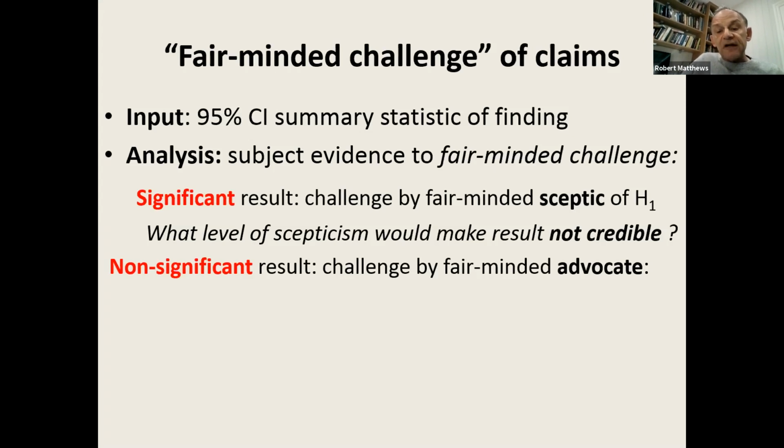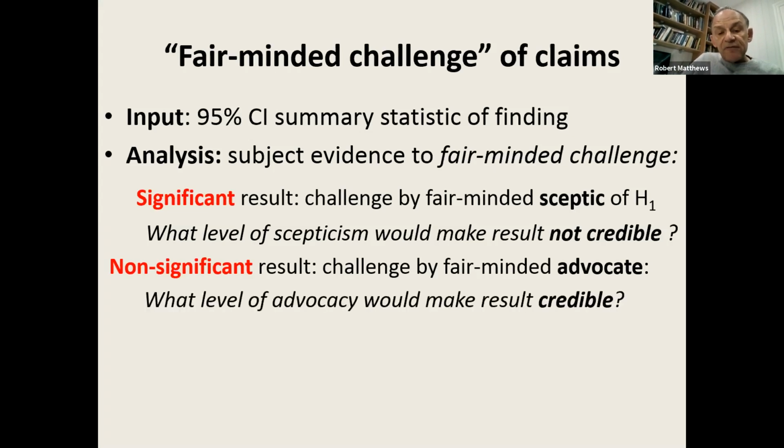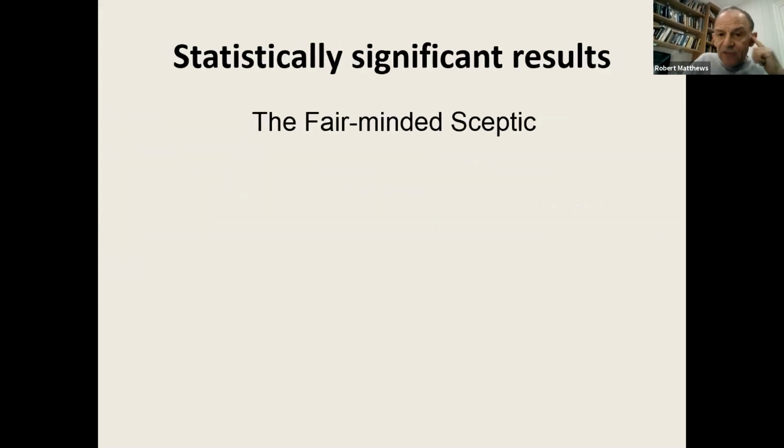We challenge by using a fair-minded advocate, a mathematical modelling of that. So what level of advocacy would make this result credible despite the fact it seems to be non-statistically significant? So let's have a look at the fair-minded skeptic. What does he or she actually look like?